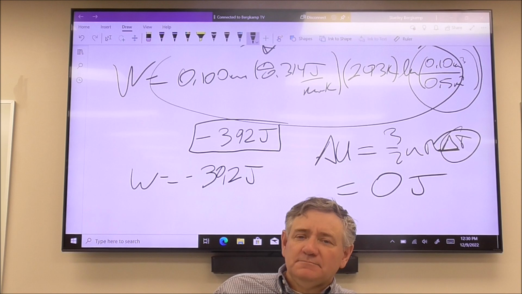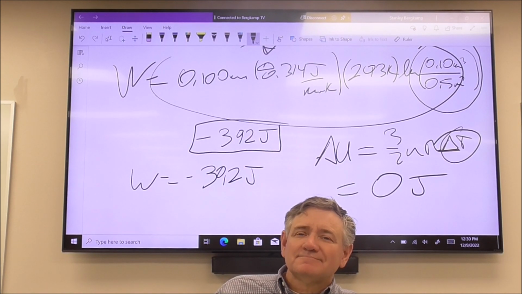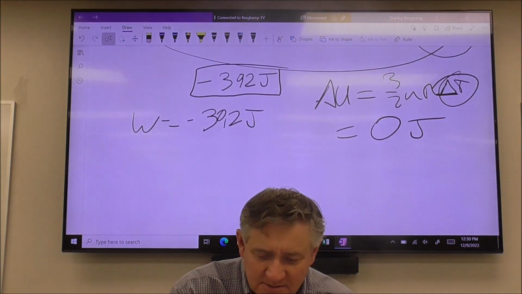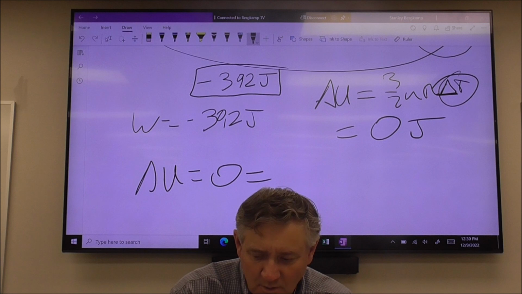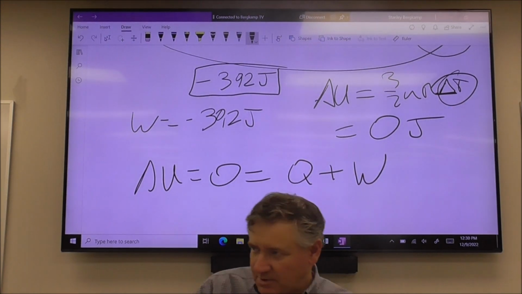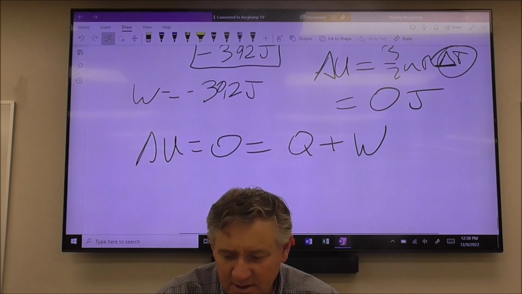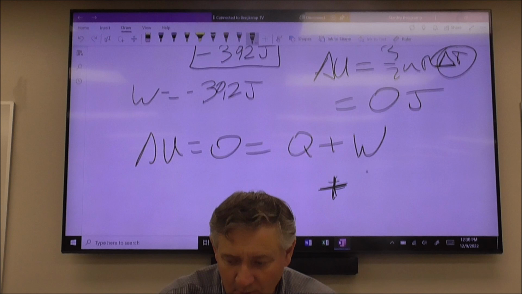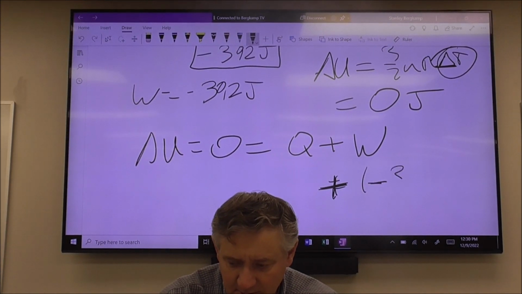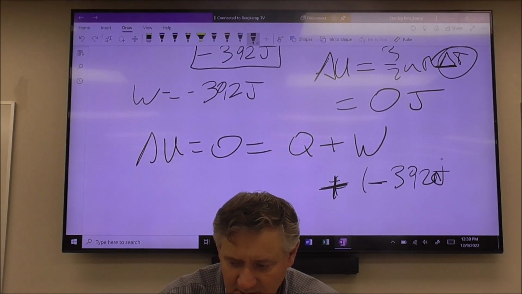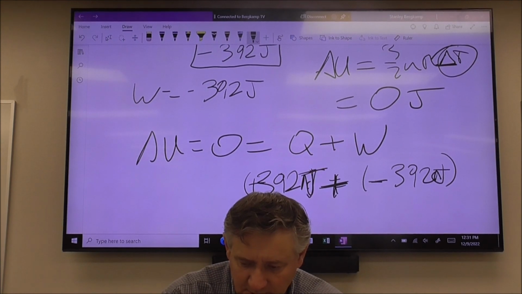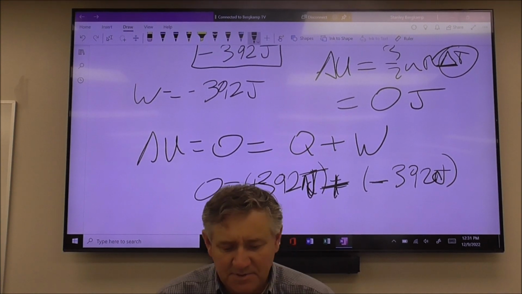Does that mean Q is positive 392? Yes. Because delta U equals 0, which also equals Q plus W. So if my Q is going to add up with W to get 0, and my work is negative 392 joules, guess what? My Q value is going to be 392 joules. So those add up to 0.